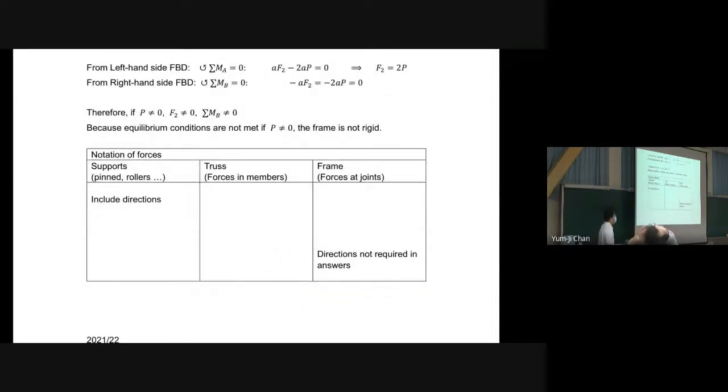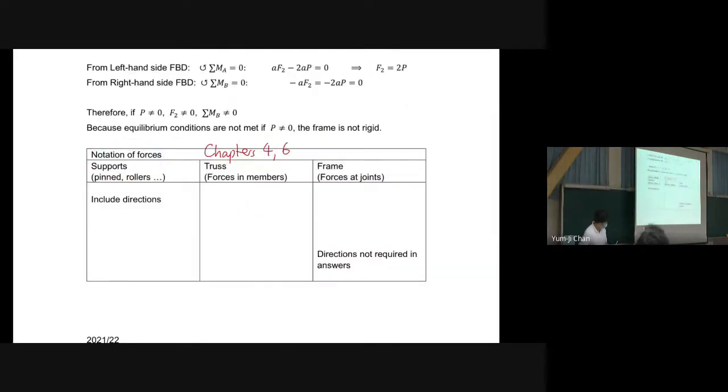In the past 1 or 2 weeks, we have discussed chapter 4 and chapter 6. Chapter 4 will be examined this Friday, and chapter 6 will be at Christmas. I want to talk about how we mark the forces.